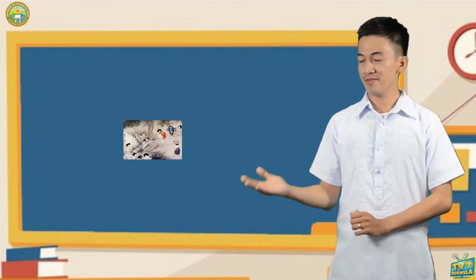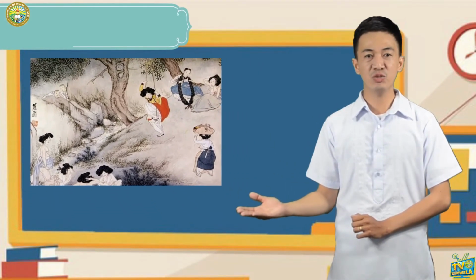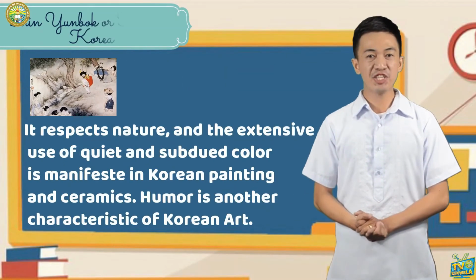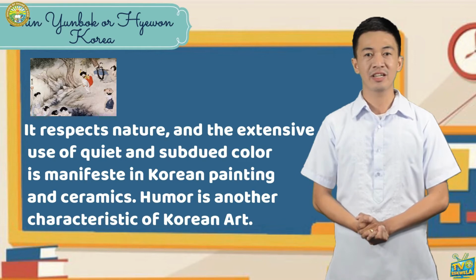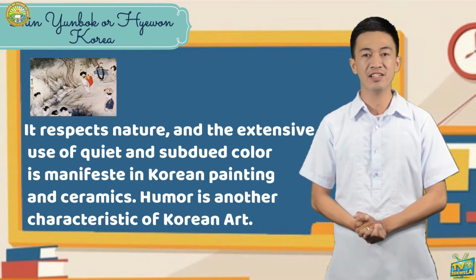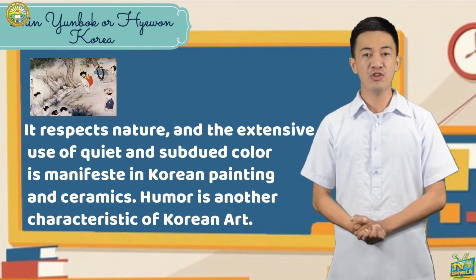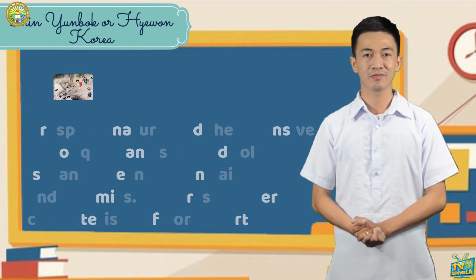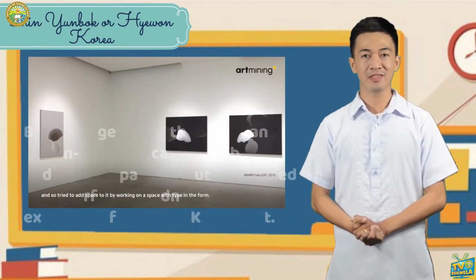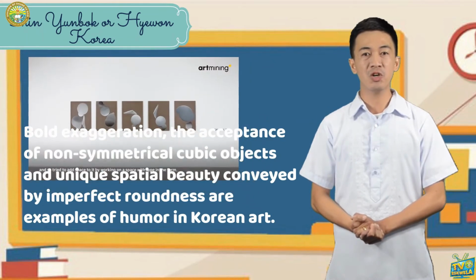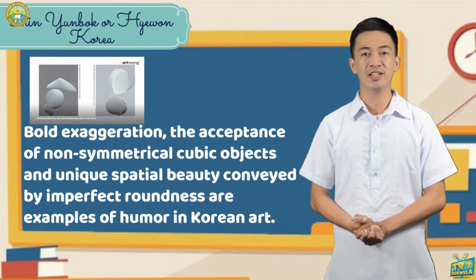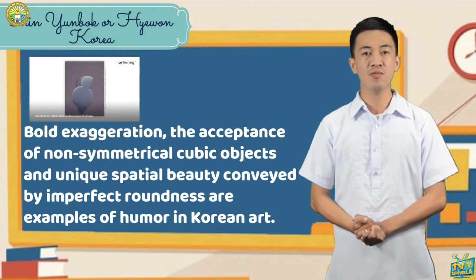The third painting is Shin Yun-bok from Korea. It respects nature, and the extensive use of quiet and subdued colors is manifested in Korean paintings and ceramics. Humor is another characteristic of Korean art. Bold exaggeration, the acceptance of non-symmetrical cubic objects, and unique spatial beauty conveyed by imperfect roundness are examples of humor in Korean art.